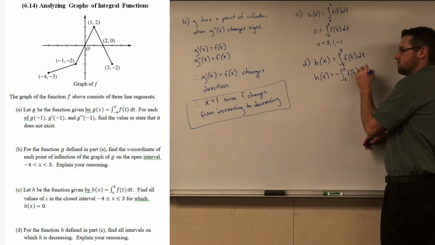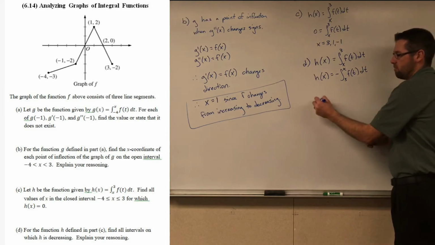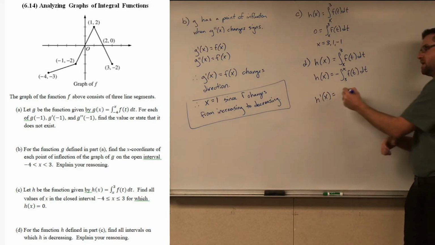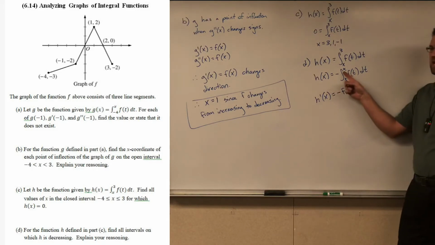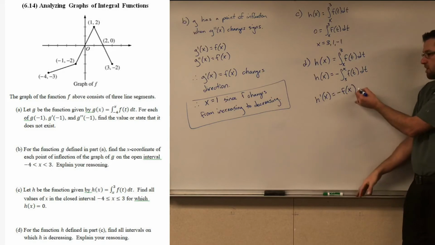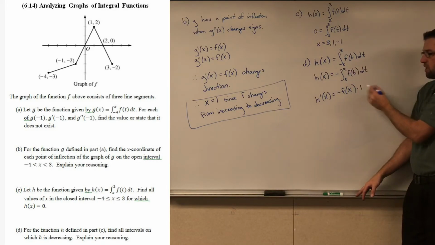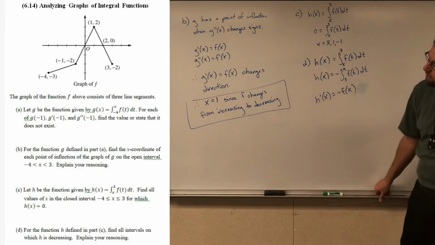You guys okay with this? Yeah? Now we'll take h prime. What is h prime? Negative f of x. Why? Because we plug in the x, and then we multiply it by the derivative, right? We're doing the chain rule. So times 1. So when is h decreasing?